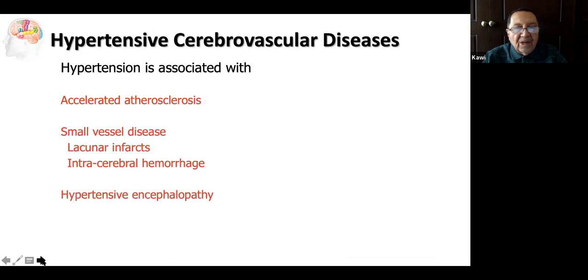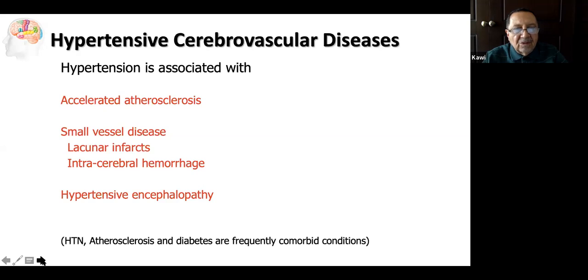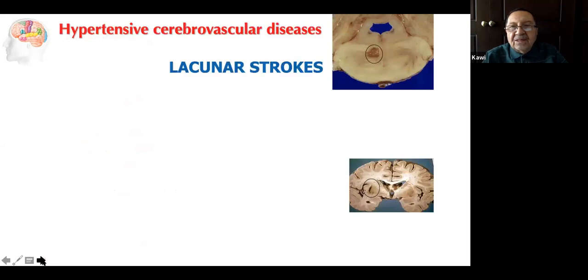Sometimes acute hypertension may lead to what we call hypertensive encephalopathy, where there is loss of autoregulation, there is dilatation of the blood vessels, and there is leakage of the plasma from the blood vessels into the brain. Hypertension, atherosclerosis, and diabetes are frequently comorbid conditions in the metabolic syndrome. So lacunar strokes are small.